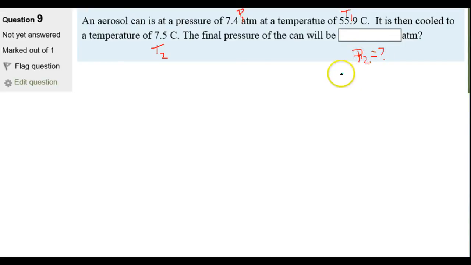Alright, so right off the bat, we know that it's cooling, so the final pressure should be lower than the starting pressure. Our final answer should be lower than 7.4 since the gas appears to be cooling down. So in this problem, we've got pressure and temperature, and what formula do we know uses pressure and temperature? That is going to be Gay-Lussac's law, and Gay-Lussac's law states that P1 over T1 equals P2 over T2.